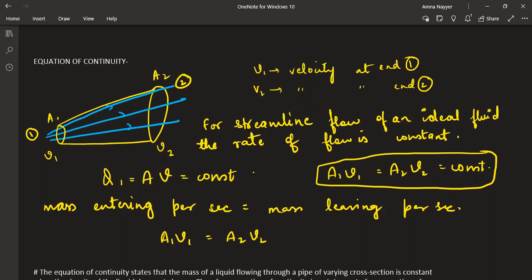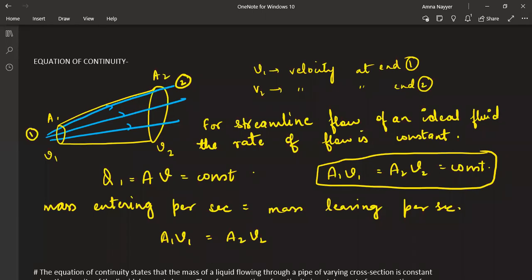Whether it is fluid flowing or particles moving, if area is less, velocity will be more. If area is more, velocity will be less. So this equation is known as the equation of continuity. You can keep on adding: A1 V1 is equal to A2 V2 is equal to A3 V3 is equal to A4 V4, and so on.